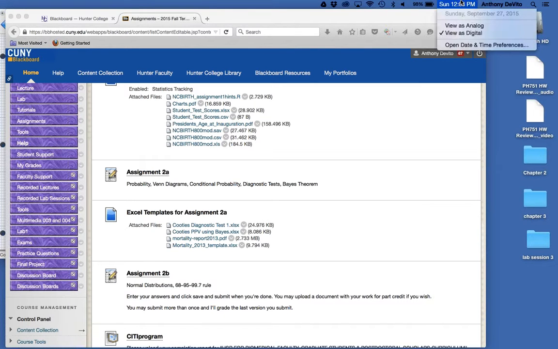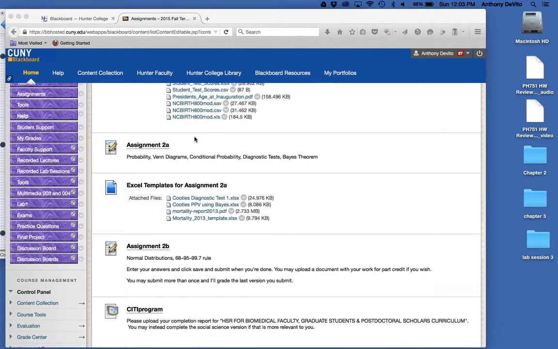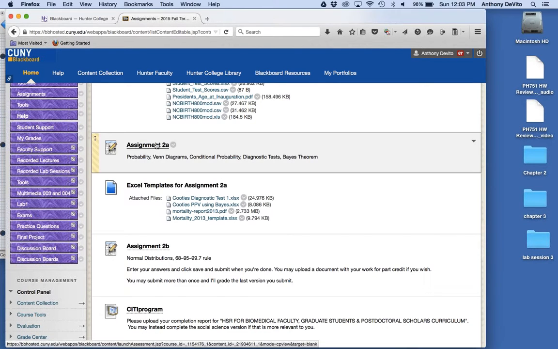Okay, it's Sunday morning, September 27th, and we're going to start by going over the homework assignments and maybe answering some questions as they arise. So I'm going to go with assignment 2A. Now 2A is the material that we covered this past Monday, and it covers probability.